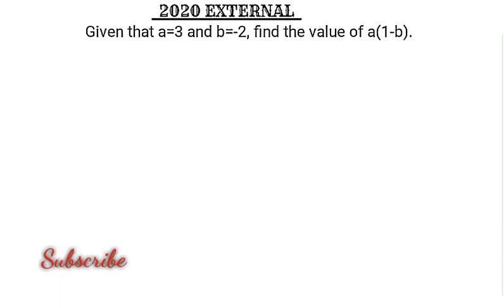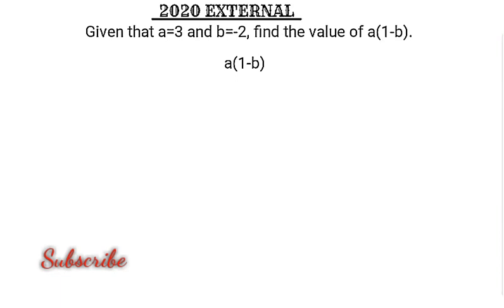Okay, so this is the question that came in the 2020 external paper. Given that A is equal to 3 and B is equal to 2, find the value of A(1 minus B). So what I'm going to do is rewrite it down there.